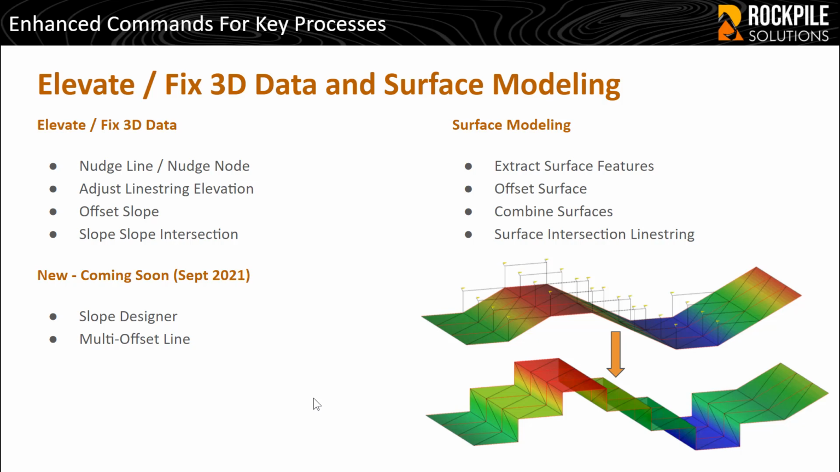Surface modeling. Within the surface modeling features, we have tools that explode surface models, that convert surface models from TINs into 3D line work that we can use for takeoff. We also have the ability to offset surfaces, combine different surfaces into a single surface model, and to find the intersection line strings between two surfaces for daylighting and finding out areas of cut and fill.